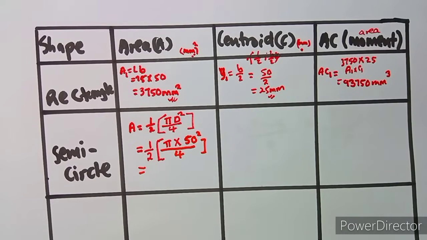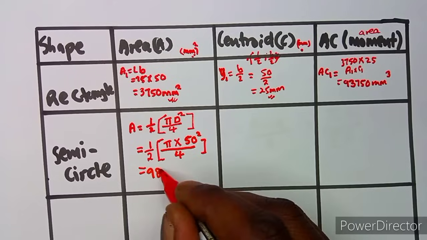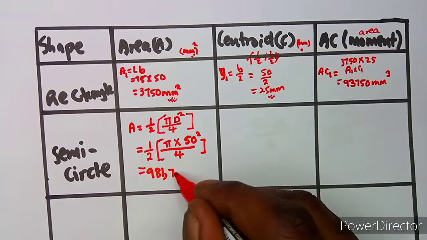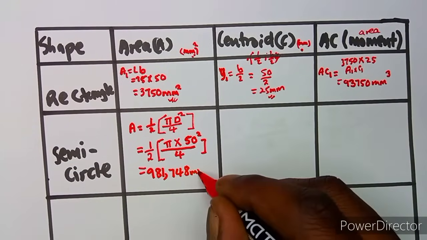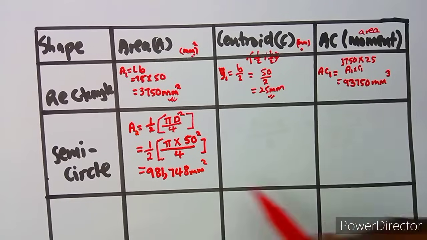So if you are to simplify properly, you're going to obtain 981.7477. If you round off, it can be 981.75, something like that. Okay, so that is your second area now, or A2.